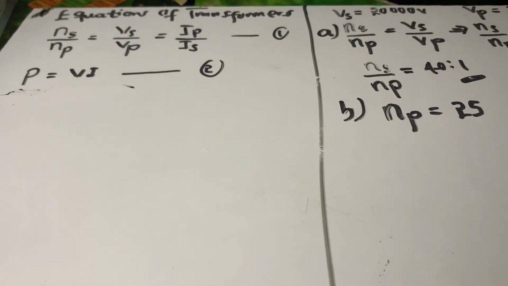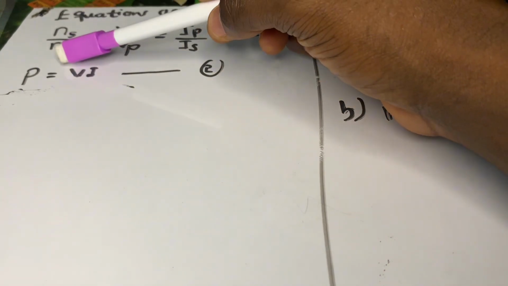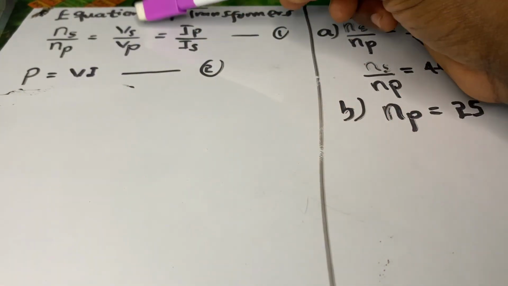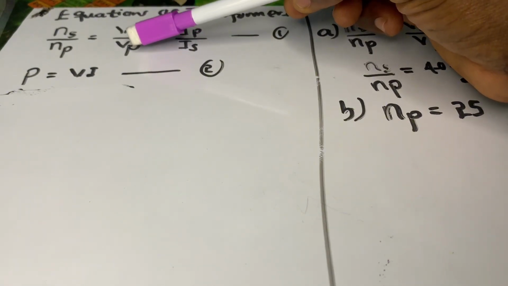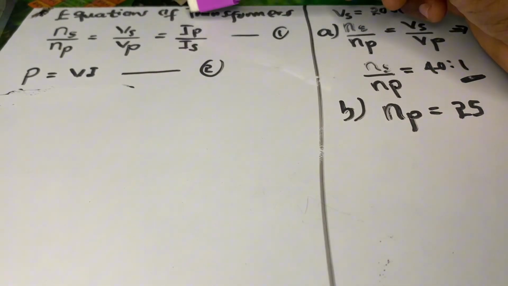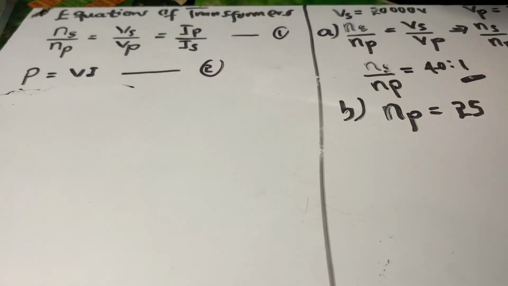Taking the solution to this problem as an example of transformers, we would have to go back to our transformer equation, which says that the number of turns on the secondary coil over the number of turns on the primary coil is equal to the voltage on the secondary coil over the voltage on the primary coil, which is in turn equal to the current at the primary coil over the current at the secondary coil.